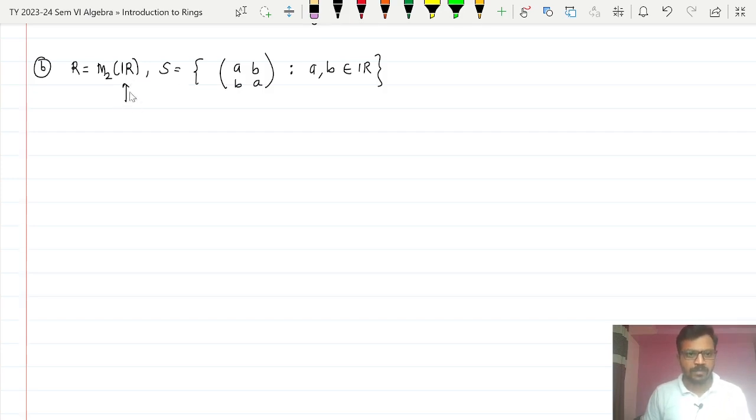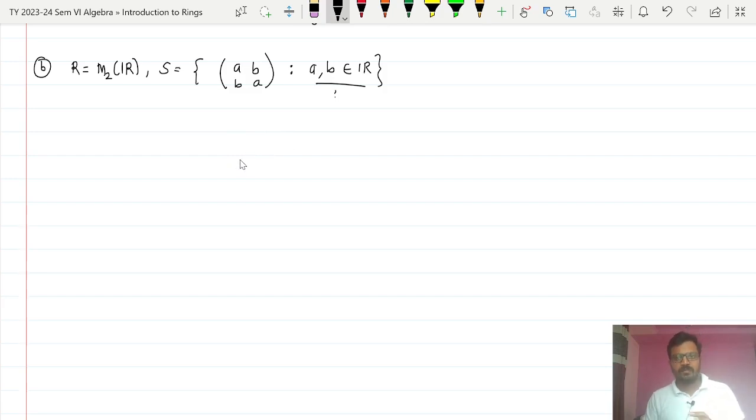Now again set S is given to us. Again it is a collection of 2 by 2 matrices with real entries, so no doubt it is clearly a subset of R. But what is the special property satisfied by elements of S? As you can see, the diagonal elements should be equal and the non-diagonal elements should also be equal. I mean, if you have a certain type of element, let us say 1, 2, 3, 4, this element will not be in S because these two elements are different and these two are also different.